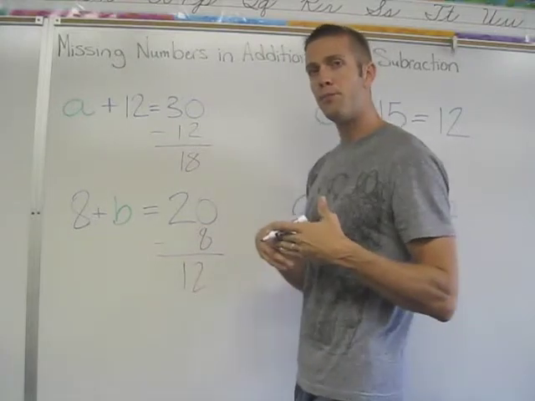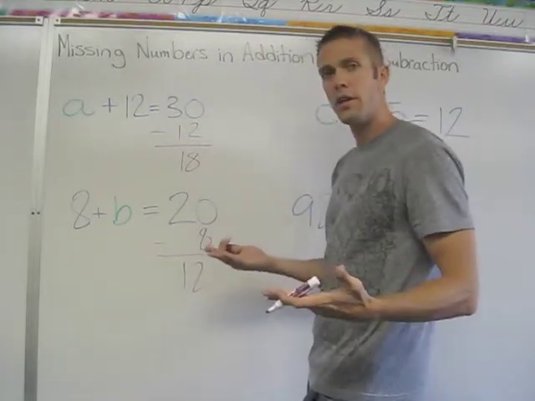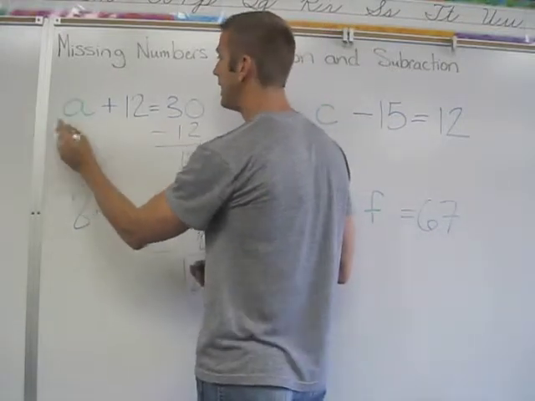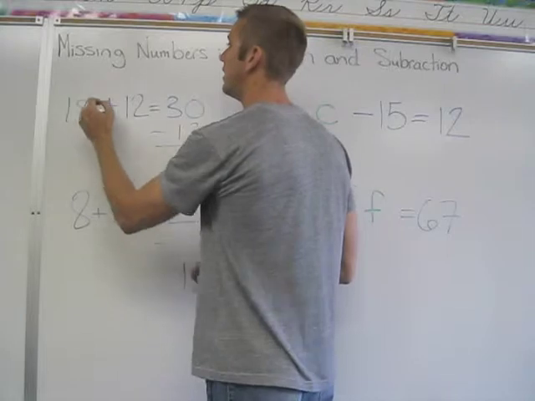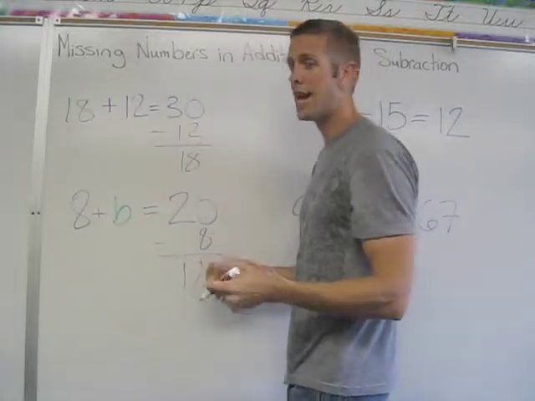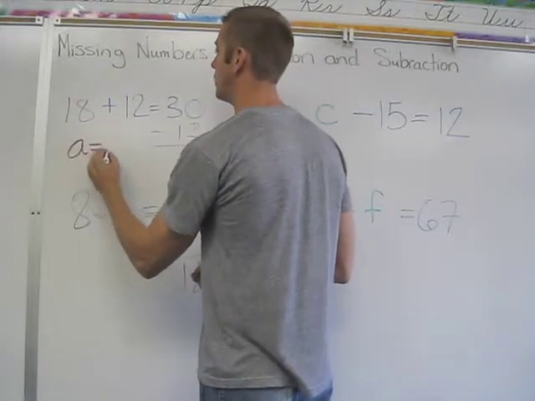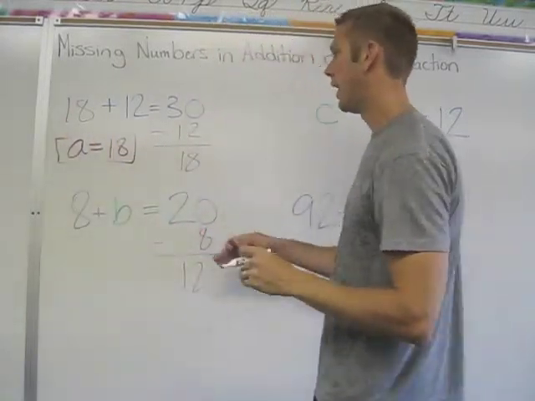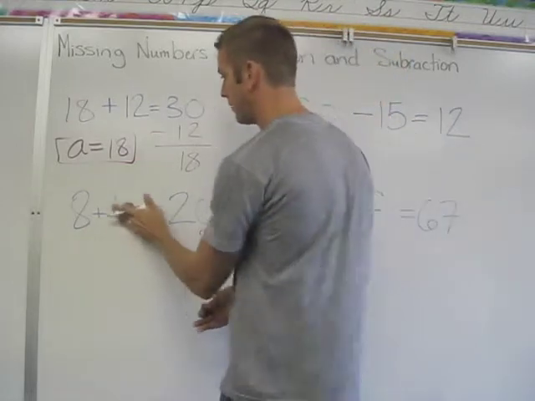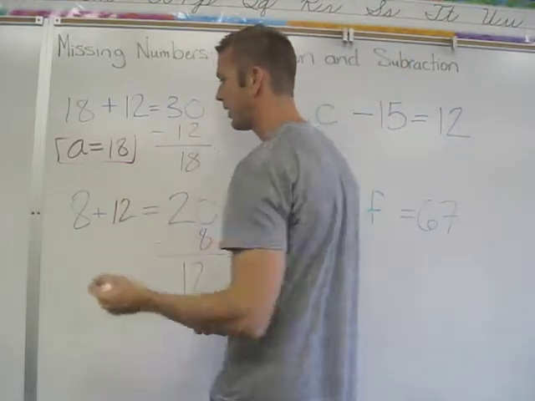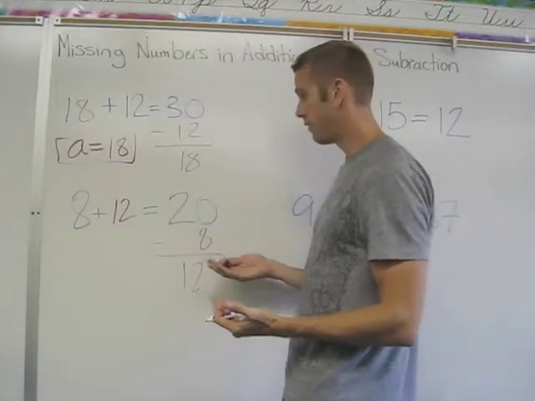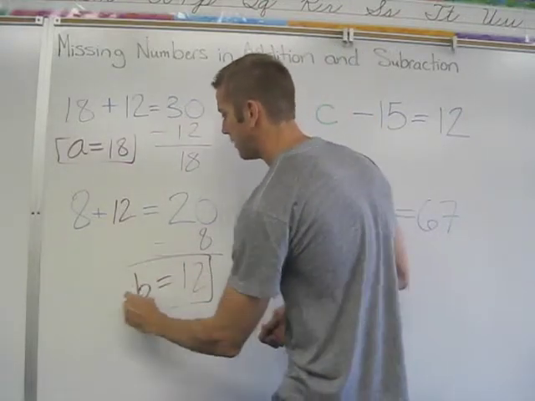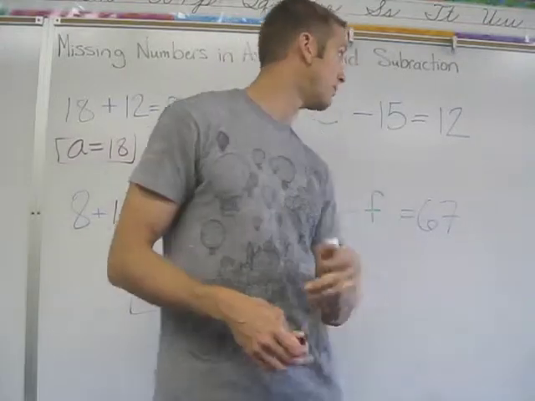All right? Check your answer. You can always check your answer, make sure you're right. This was 18. So if I say A is 18, does 18 plus 12 make 30? Yes. So A equals 18. That would be my answer. Okay, how about this one? We said it's 12, right? Just check it by popping in a 12. 8 plus 12, 20? Yeah. So B equals 12.